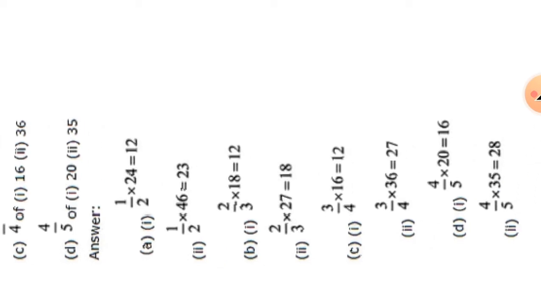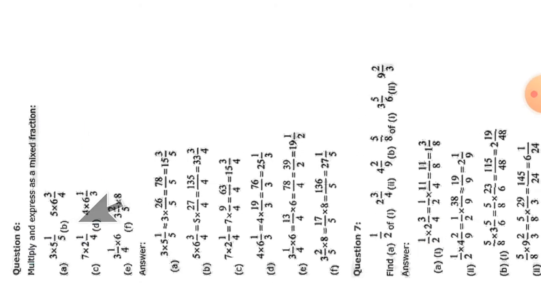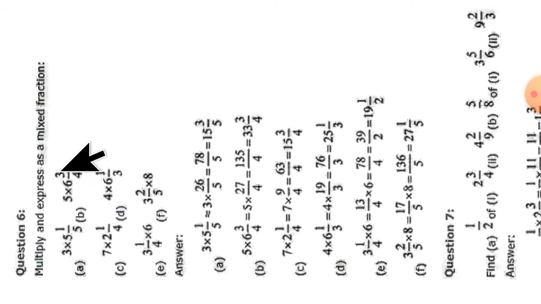Question number 6. Multiply and express as a mixed fraction. So 3 into 5 integer 1 upon 5. So equal to 3 into, 5 5s are 25, 25 plus 1 will be 26, 26 upon 5. So 26 multiplied by 3 equals 78 upon 5. Divide 78 by 5. You will get 15 integer 3 upon 5.